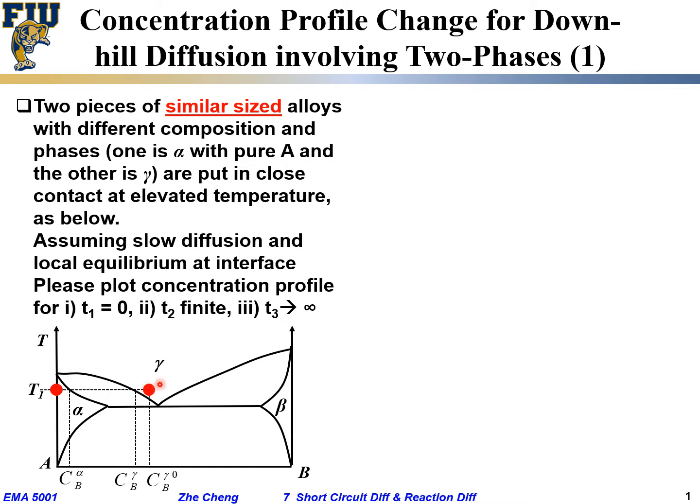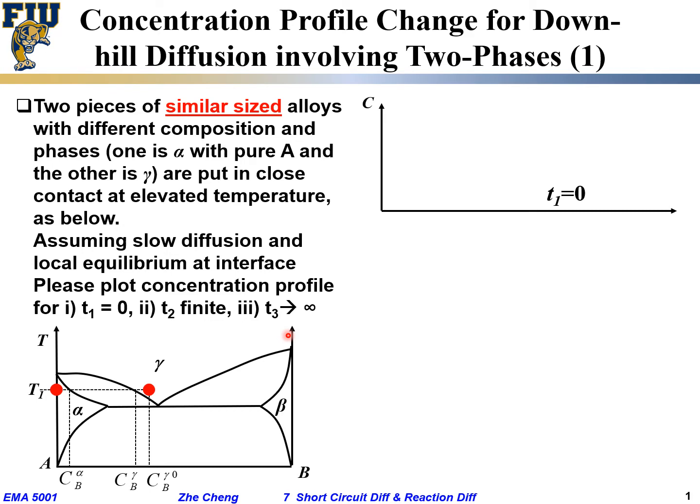Okay? When I put these two pieces here, I said similar size, which means the total mass for each of them is similar. Join them at an elevated temperature of T1 above the eutectoid temperature. I still want you to plot the concentration profile. How would that concentration profile change for 0 time, finite time, and infinite time? Again, concentration profile C versus X, right?